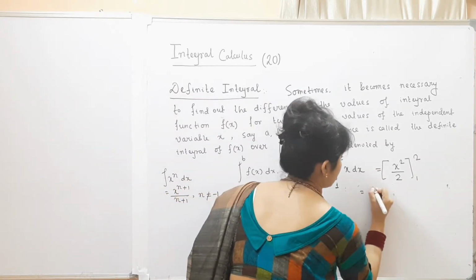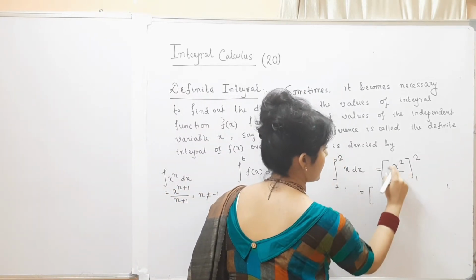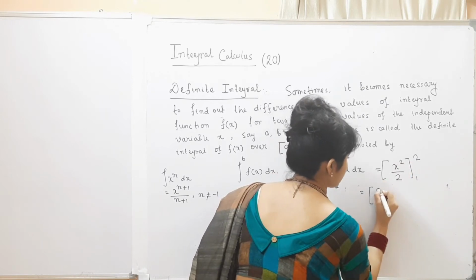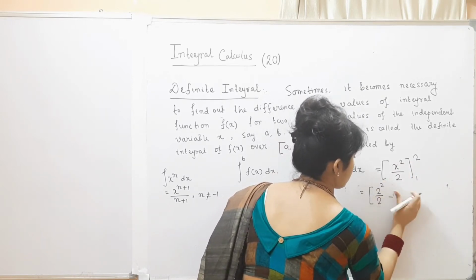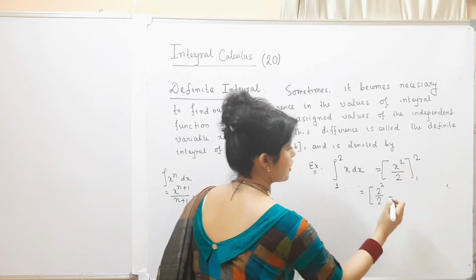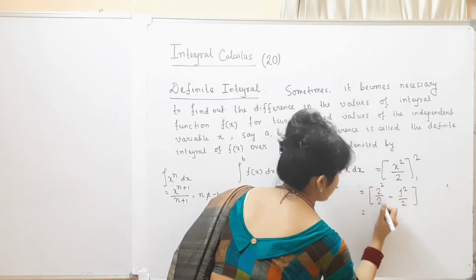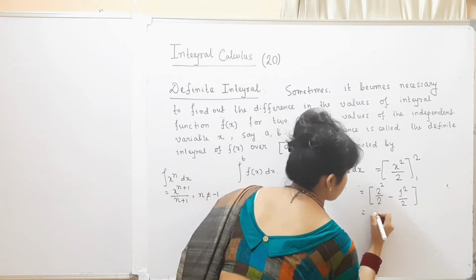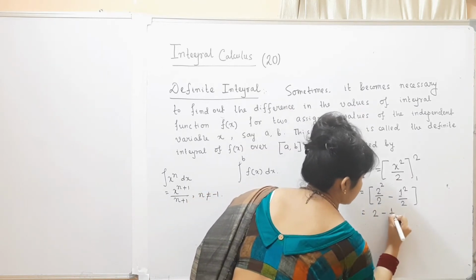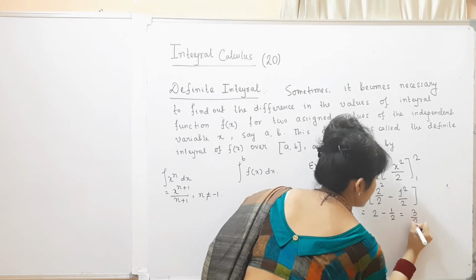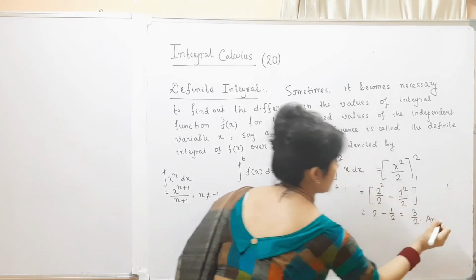So the value of this function at the upper limit, 2 square by 2, minus the value of this function at the lower limit, that is 1 square by 2. You can write it as 4 by 2, so this is 2, and this is minus half, and therefore 3 by 2. So this is the answer.